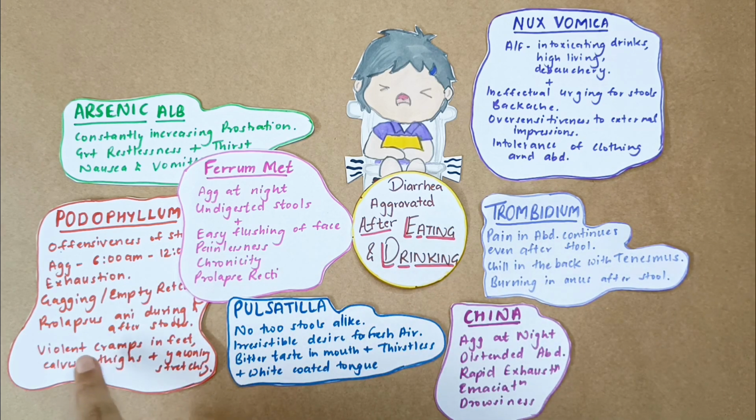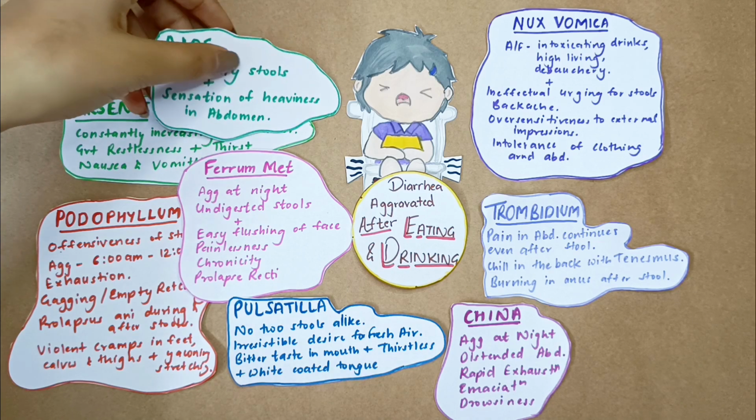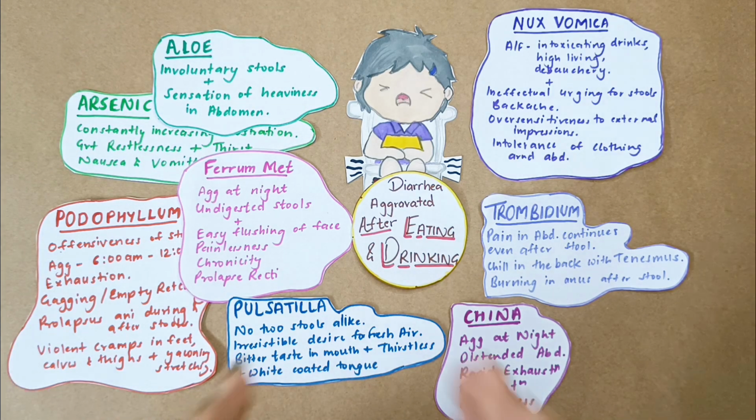In podophyllum we are seeing that there's prolapsus ani during and after stools, and in ferrum met we are seeing prolapsus recti. So the rectum gets prolapsed, comes out prolapsed. Now in aloe we find that again there is diarrhea aggravated after eating and drinking, but there is involuntary stools along with it, and a sensation of heaviness in the abdomen.